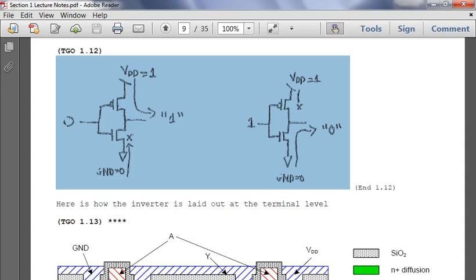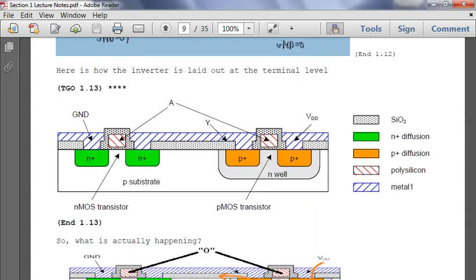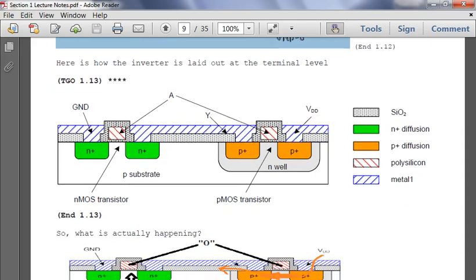So let me scroll up a little bit. You don't have to draw this little diagram here, but I have just described what's going on here. When zeros are put on there, I'm probably sounding like this is ad nauseum at this point, but supply voltage will flow through the pMOS transistor when you place a zero on it. You place a zero on the nMOS transistor, the channel is cut off. And when it's a one, it'll be the exact opposite.